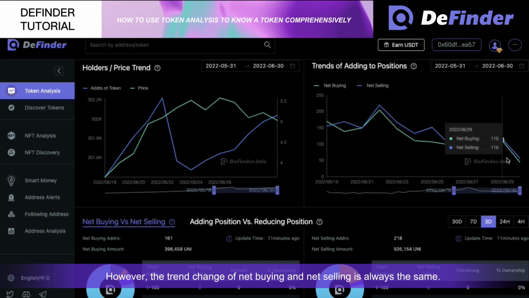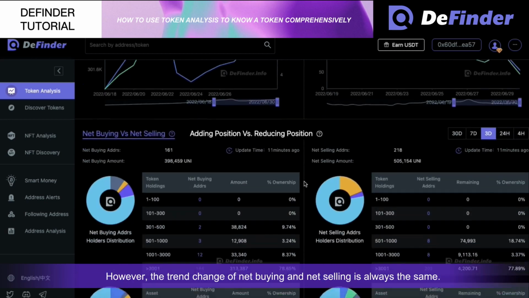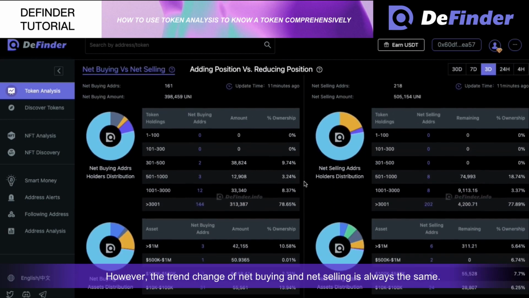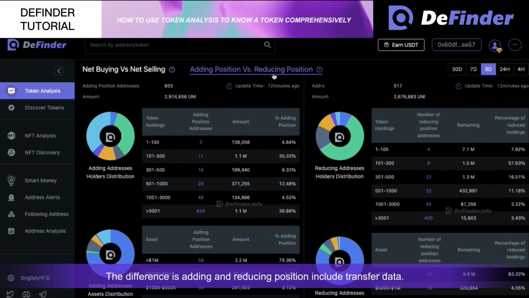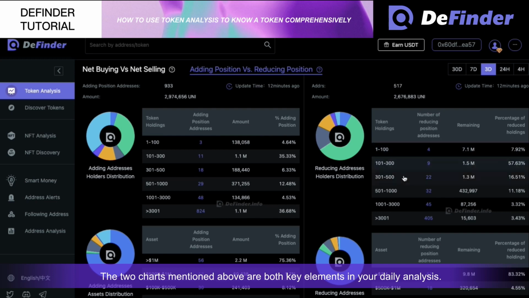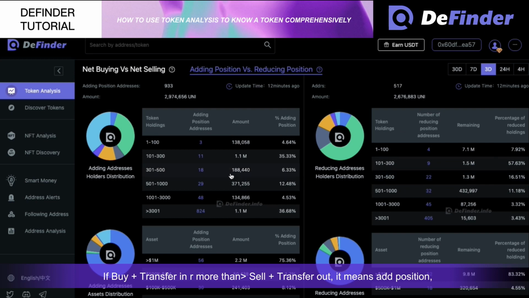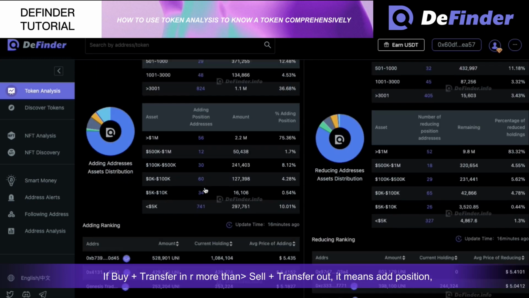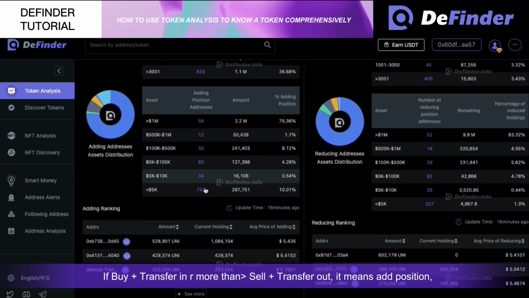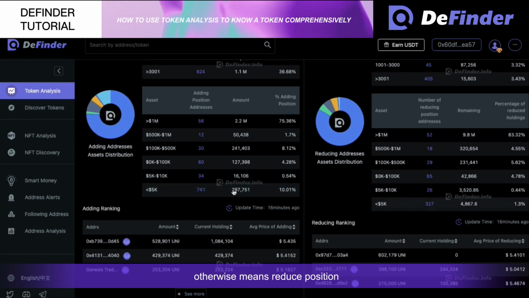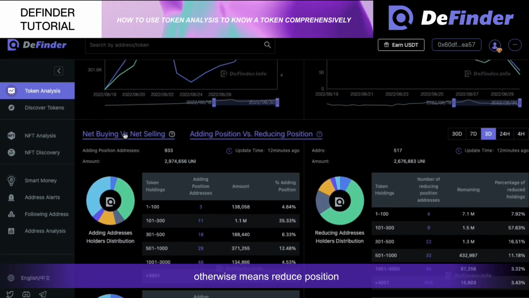However, the trend change of net buying and net selling is always the same. The difference is adding and reducing position include transfer data. The two charts mentioned above are both key elements in your daily analysis. If buy and transfer in are more than sell and transfer out, it means add position, otherwise means reduce position.